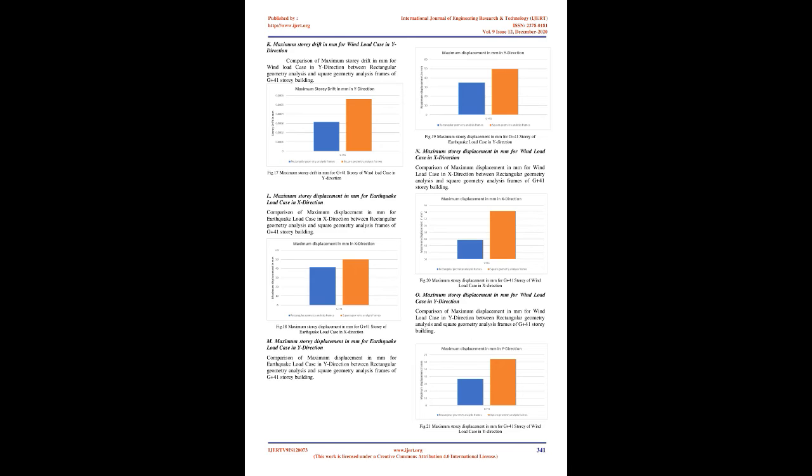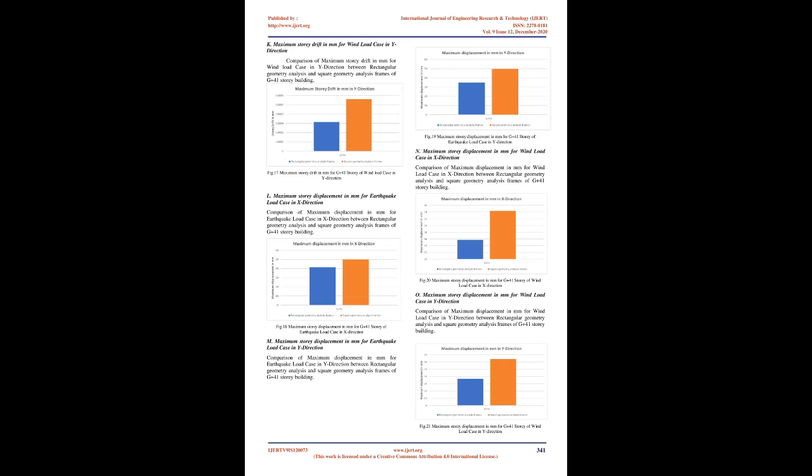M. Maximum story displacement in mm for earthquake load case in Y direction. Comparison of maximum displacement in mm for earthquake load case in Y direction between rectangular geometry analysis and square geometry analysis frames of G plus 41 story building. N. Maximum story displacement in mm for wind load case in X direction. Comparison of maximum displacement in mm for wind load case in X direction between rectangular geometry analysis and square geometry analysis frames of G plus 41 story building.